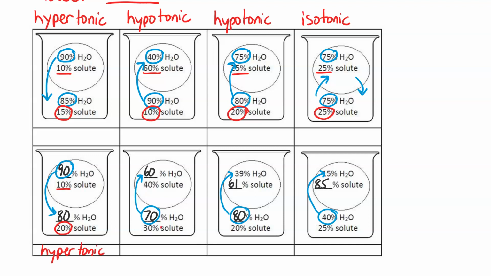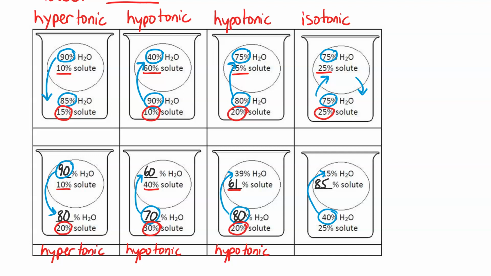Next beaker, outside the cell is 30 versus inside the cell is 40. So there's less solute concentration outside the cell. Less is hypo. So the solution is hypotonic. Next beaker, 20% concentration outside the cell versus 61% inside the cell. There's less outside, less is hypo. So that solution is hypotonic.